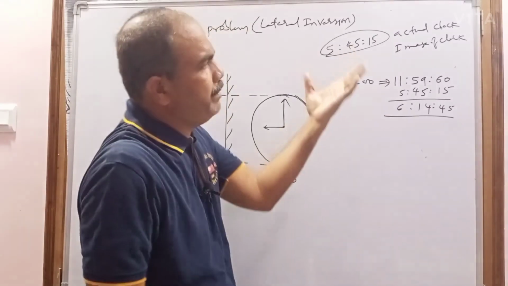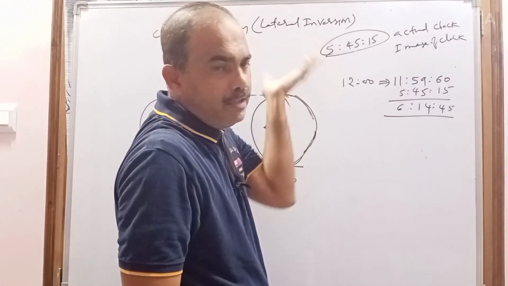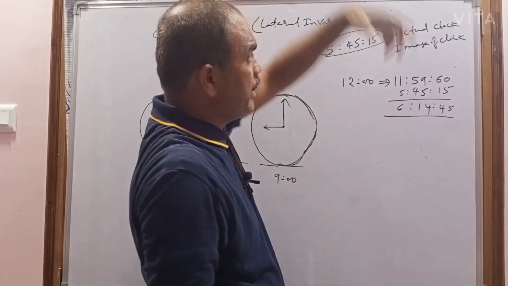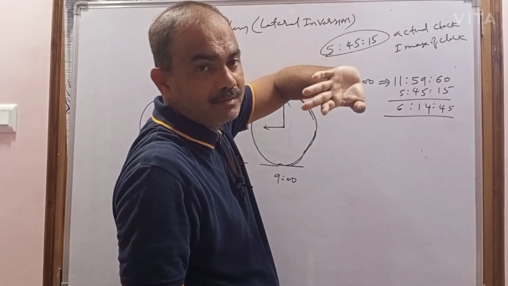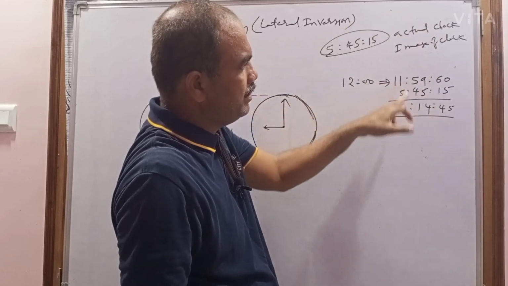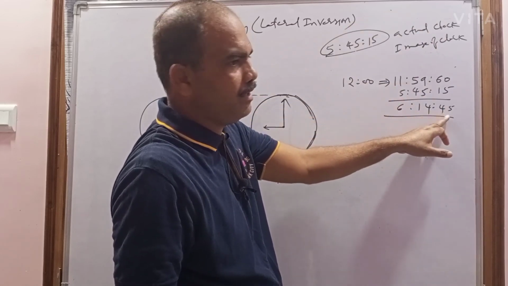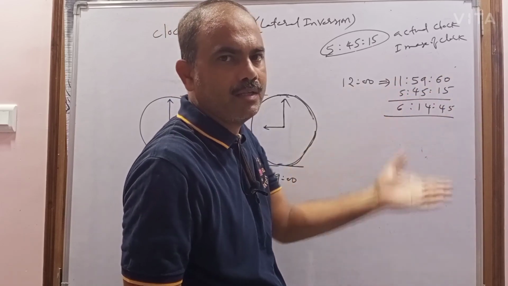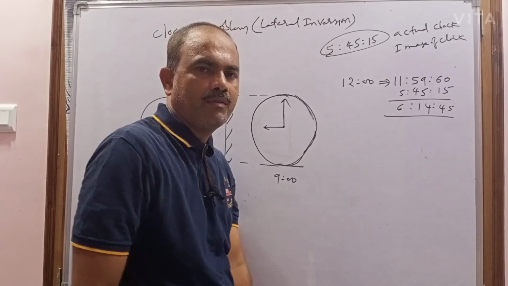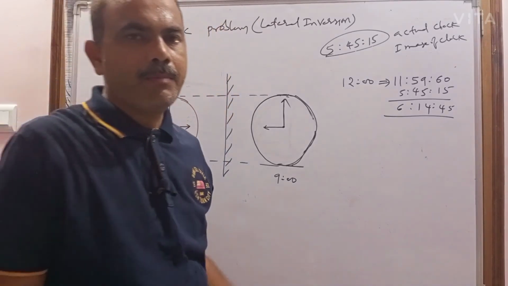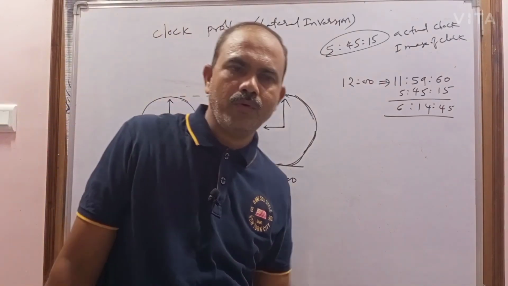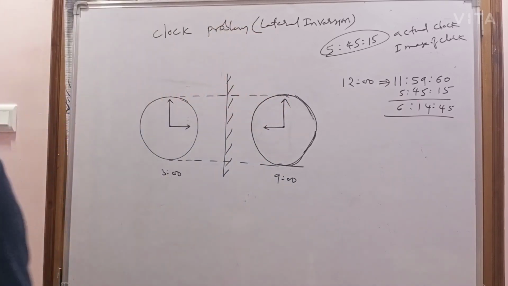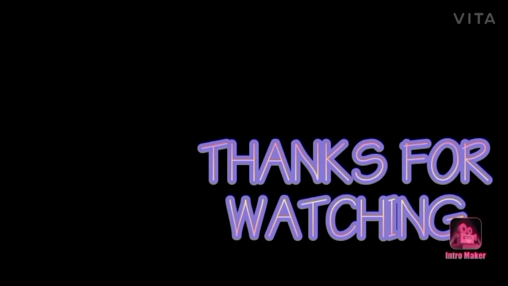If the reverse is given, the time in the image of the clock is 6 hours 14 minutes 45 seconds. What is the actual time in the actual clock? Again you have to subtract 6 hours 14 minutes 45 seconds from 11 hours 59 minutes 60 seconds. Then you get the answer. So this is about the reflection of light in plane mirrors. Next class I am going to explain about the reflection of light in spherical mirrors.